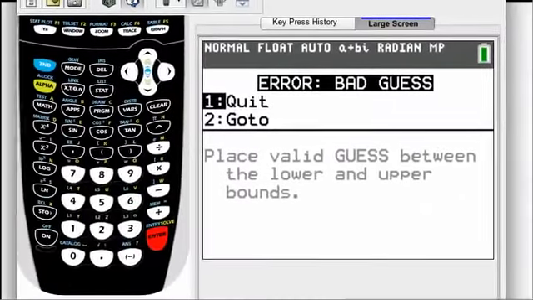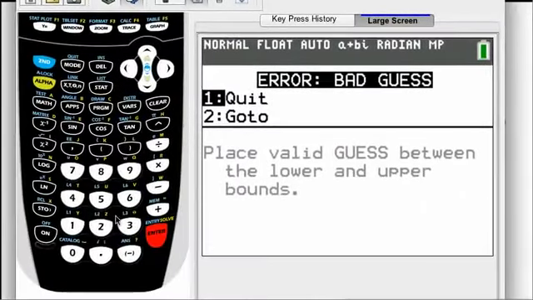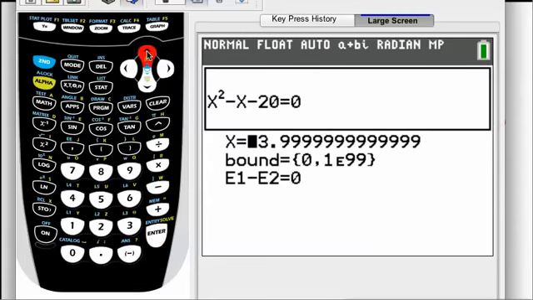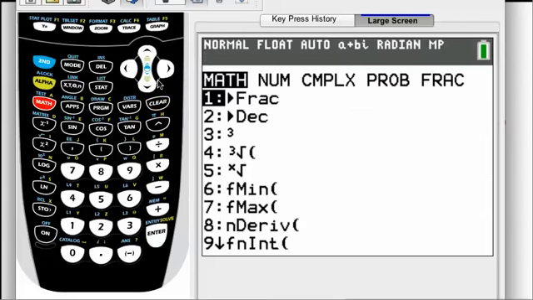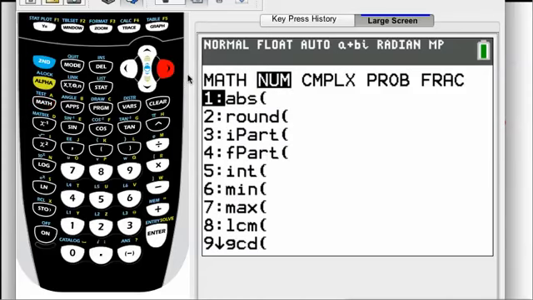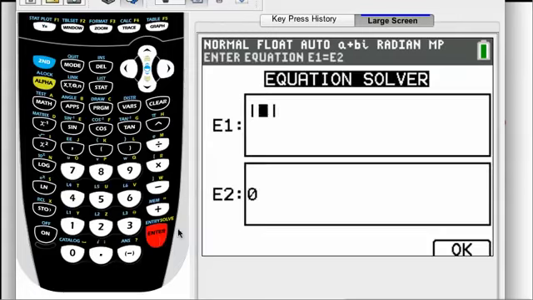Okay, so here we brought it back. We're going to go to second option, go to, and we're going to edit our equation here. We're going to put in that absolute value equation. Press the math key. Go to num by pressing the right arrow key, and then it's number 1 here. ABS means absolute value. So there, we've got some nice little straight lines on either side. Absolute value x and -3.